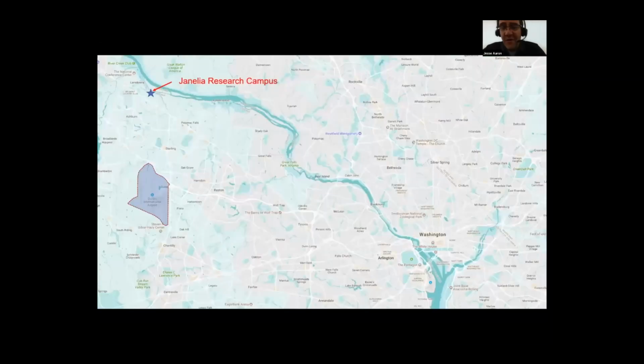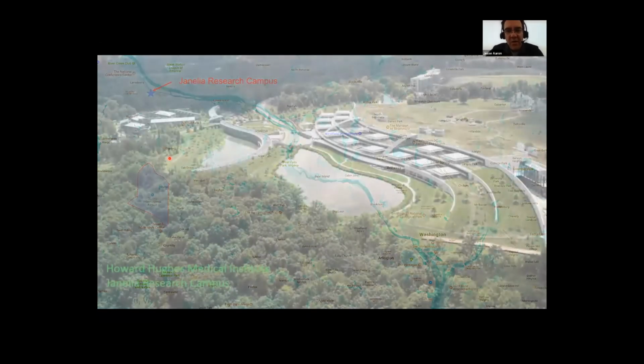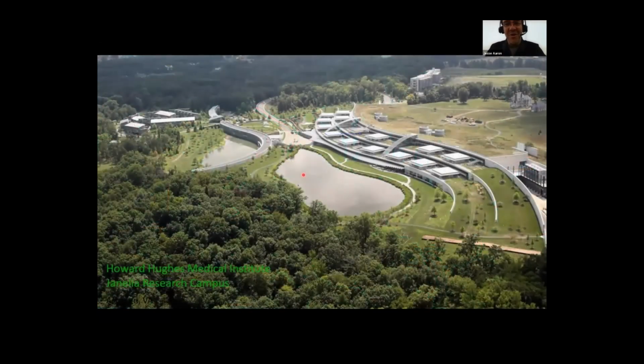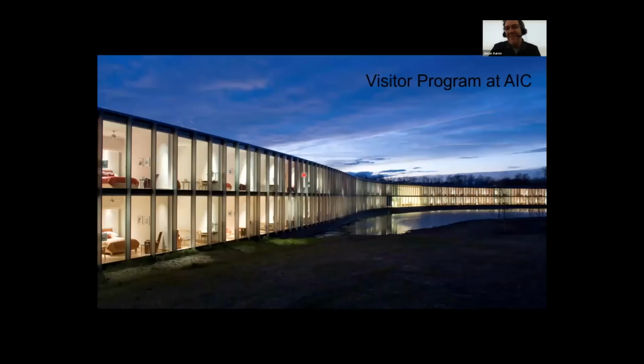So for those of you that don't know, Janelia Research Campus is the flagship research campus for the Howard Hughes Medical Institute. We are just up the road from Washington, D.C., not too far from where Wuching is. Let me get my laser pointer. Just up the road from Dulles International Airport. And this is a nice aerial picture of our campus.